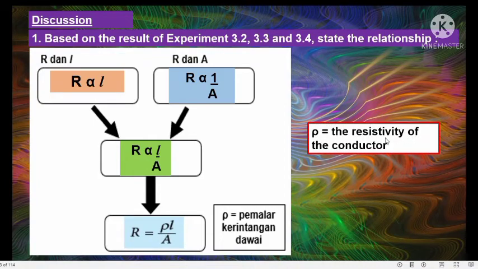So rho is resistivity of the conductor. If for experiment 3.2 and 3.3, we use the same type of material, for example constantan wire, so the rho here is resistivity of constantan wire. So we have proved the formula that relates R, rho, L, and A. So from here we can see clearly the relationship between resistivity or type of material, length of wire L, and cross-sectional area. So this formula already summarizes the whole points that we discussed today about factors affecting resistance.